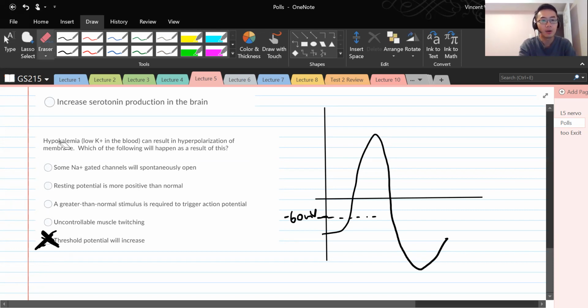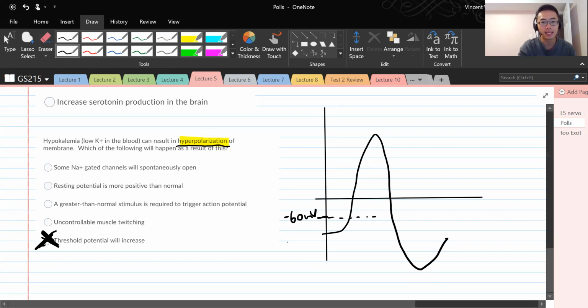Okay. Now it says hypokalemia can result in hyperpolarization. So that's the first thing that this question is testing you. Do you know what hyperpolarization means? Okay, so we labeled it, right? Like this point is hyperpolarization. It means you are more negative than normal.